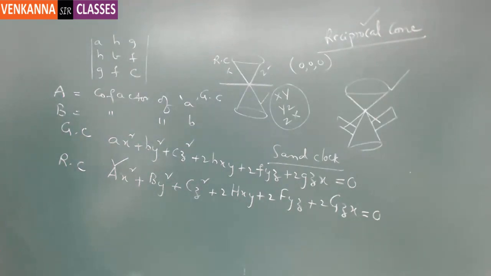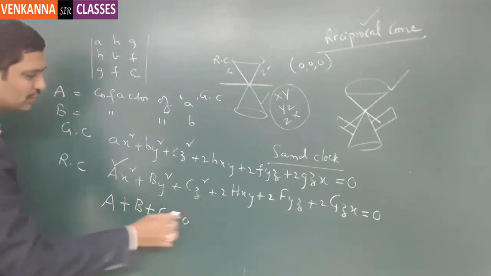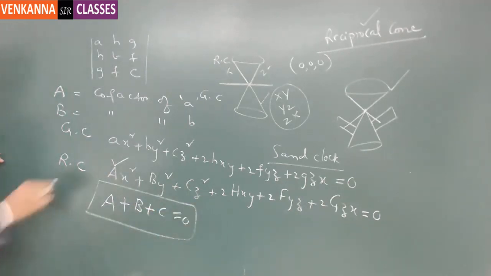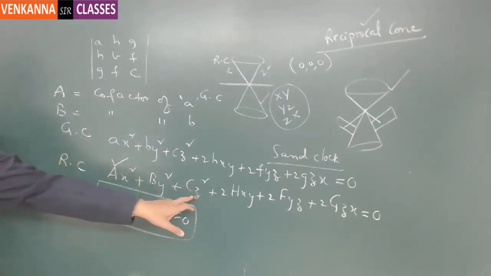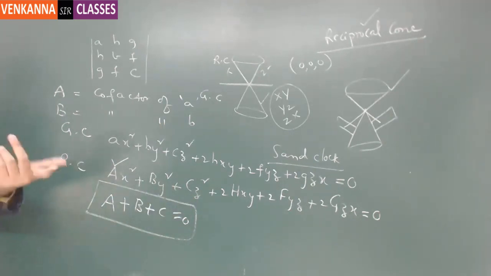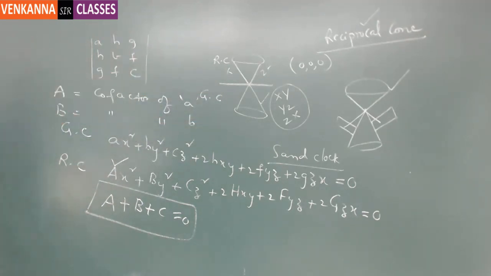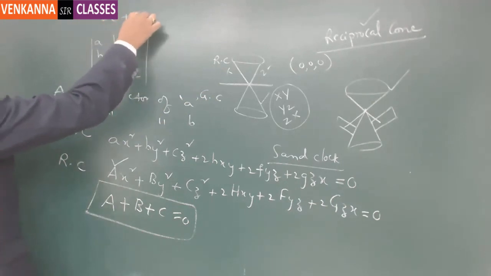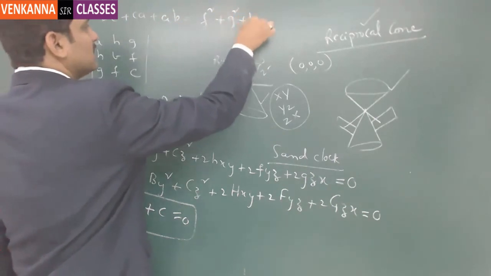Clear? So for that there is one small checking condition. If you talk of generators, a plus b plus c must be equal to 0. That is nothing but the x square coefficient, y square coefficient and z square coefficient; if you sum up, these must be equal to 0. If you talk of the given cone having three mutually perpendicular tangent planes, it is nothing but BC plus CA plus AB is equal to F square plus G square plus H square.